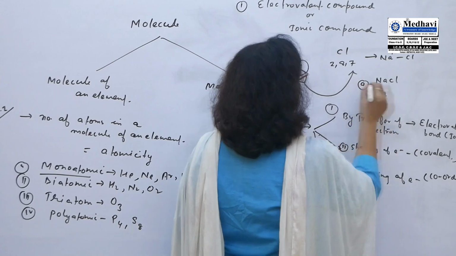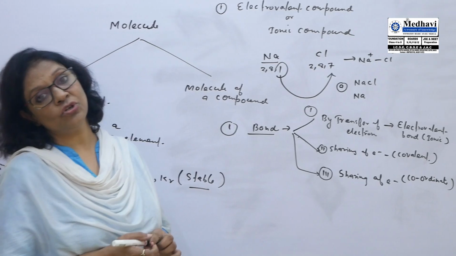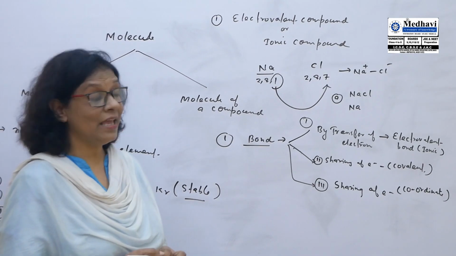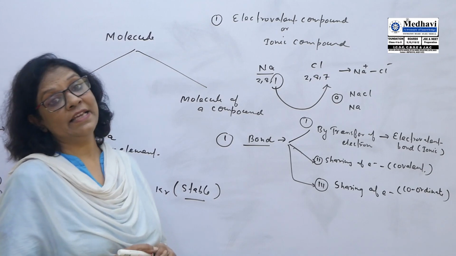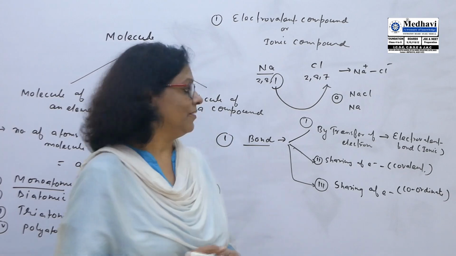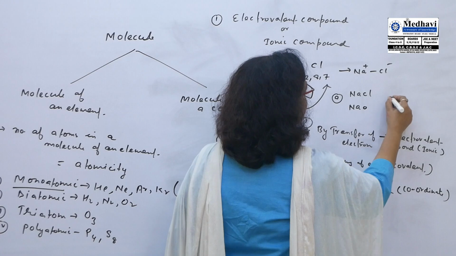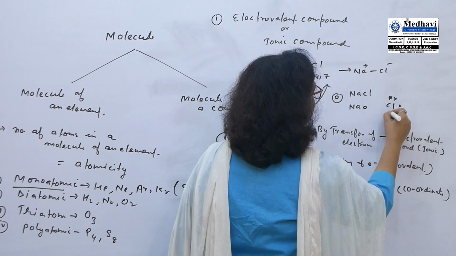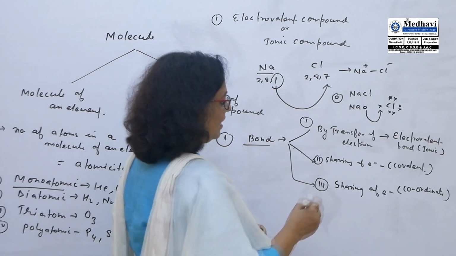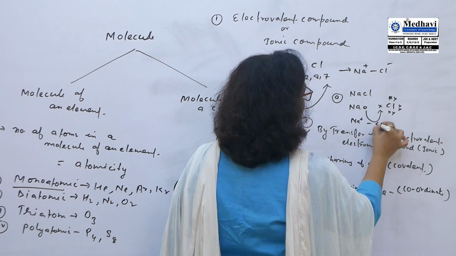Na has 11 electrons. When we show the dot structure, we need only the valence electrons. That's why I am saying bonding, or you can say stability, is the rearrangement of electrons in the valence state. Here only one electron is present with sodium and Cl has 7 electrons in the valence state. So, one electron of sodium is transferred to Cl. After that, Na develops one positive charge and Cl develops one negative charge.